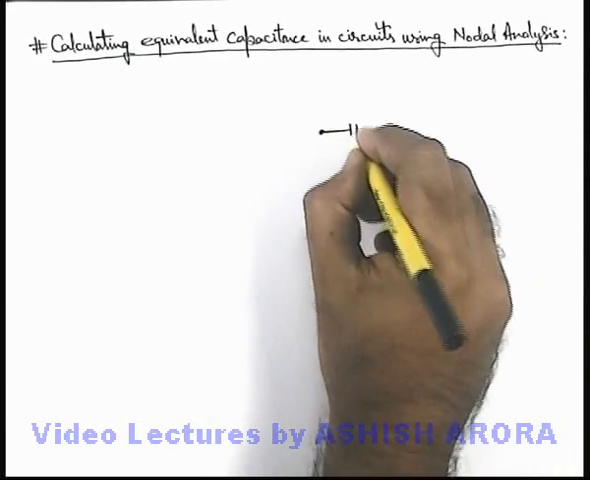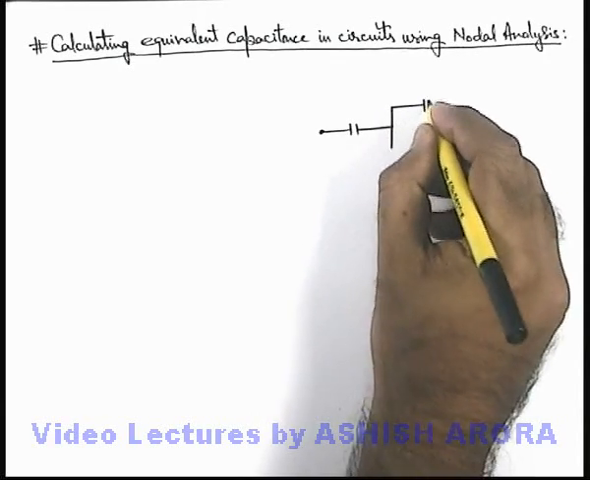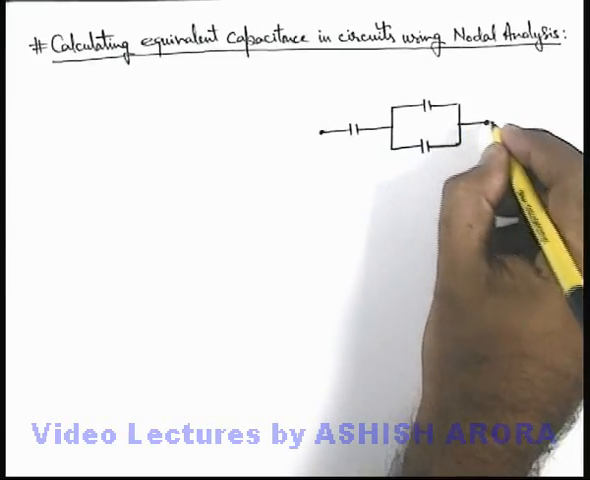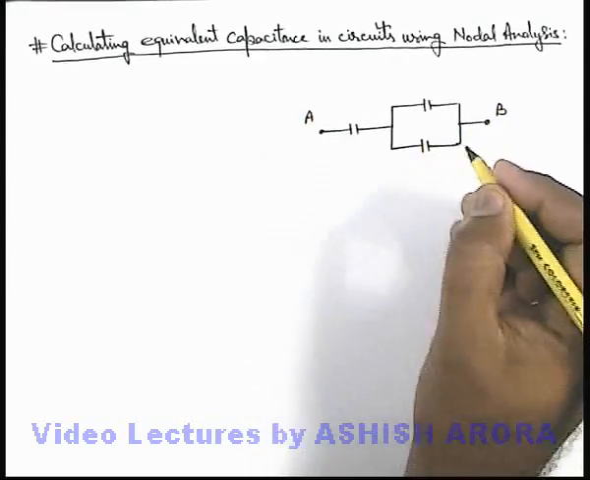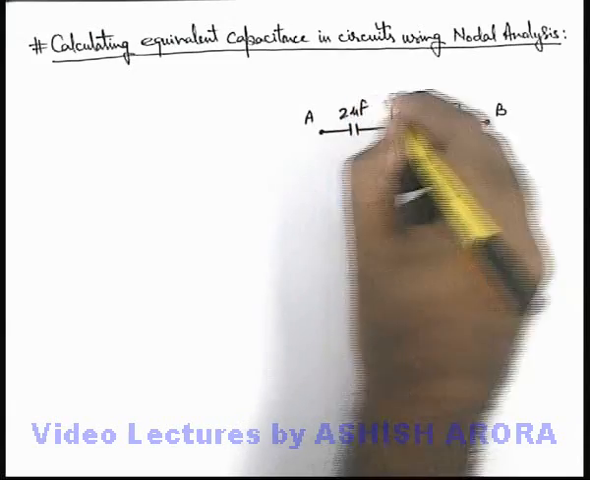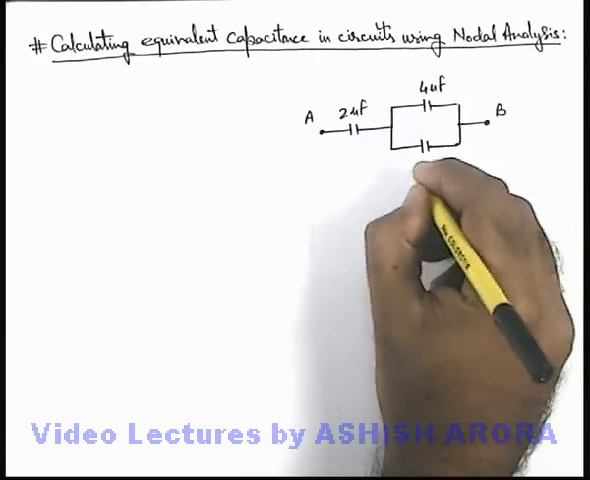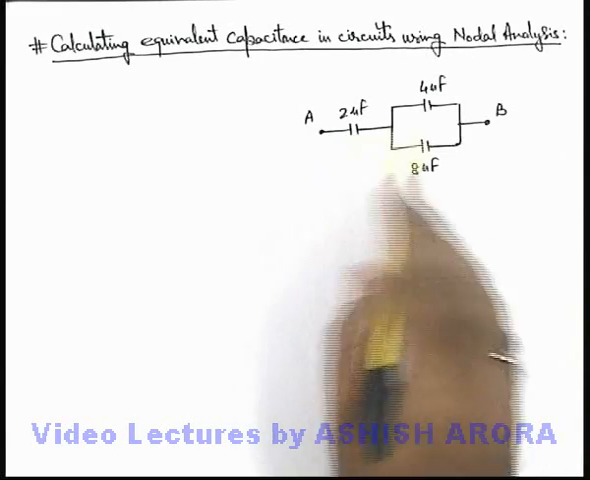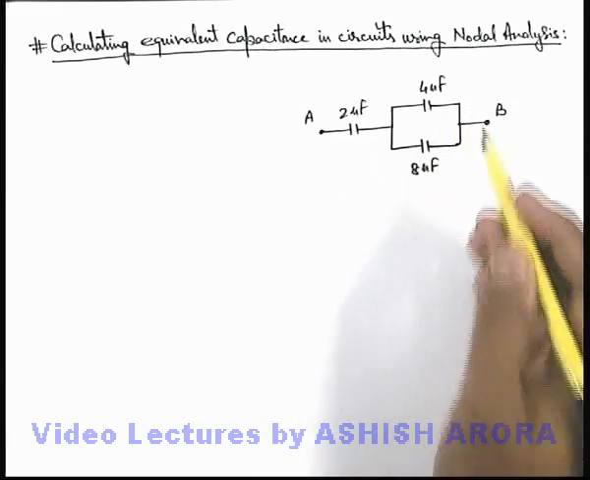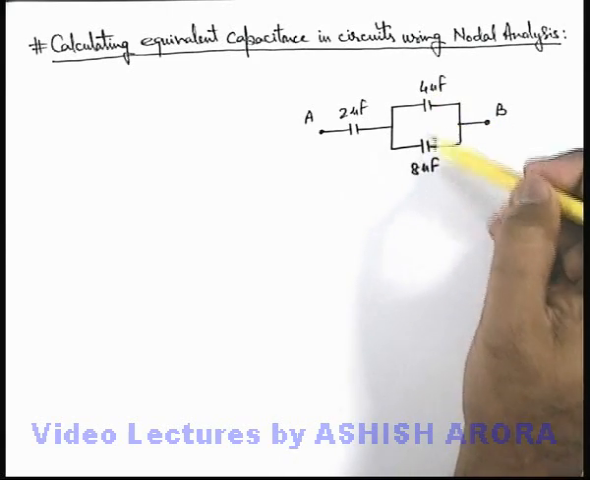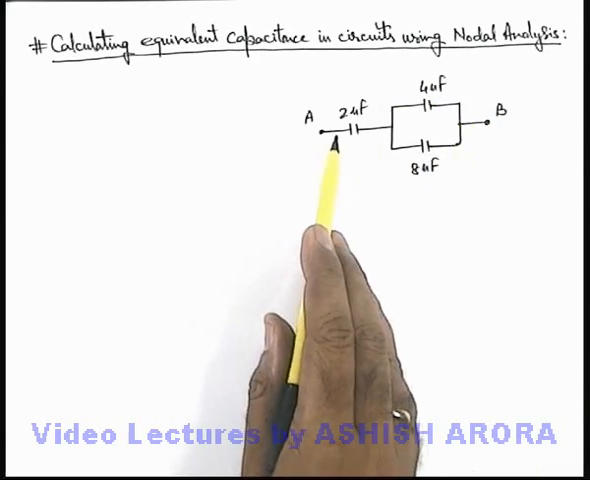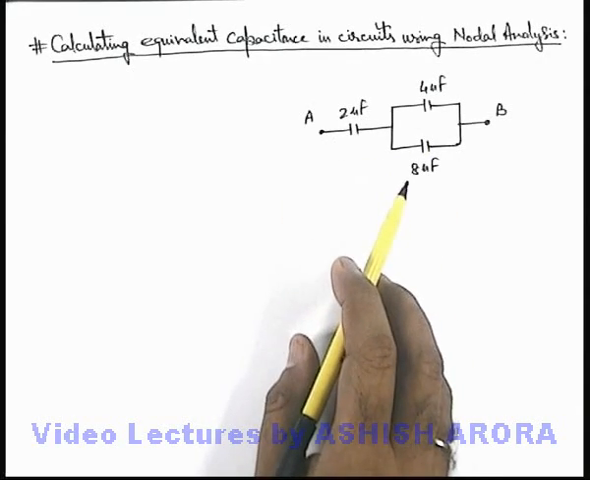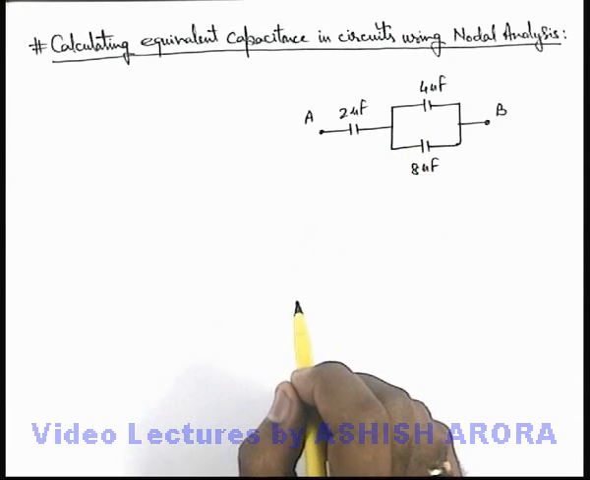Here, say we are given three capacitors connected in this fashion, where two are in parallel and one is connected in series across terminals A and B. Say there's a 2 microfarad, a 4 microfarad, and an 8 microfarad capacitor. If I wish to calculate the equivalent capacitance, I can easily calculate it by taking 4 and 8 to be in parallel and then in series with 2 microfarad. But I am not going to use this series parallel analysis. I'll solve it by using nodal analysis.